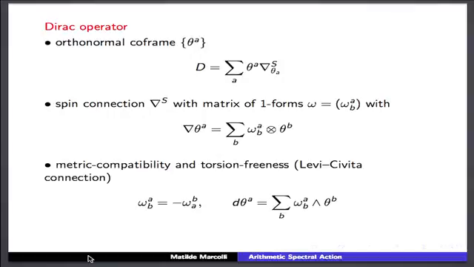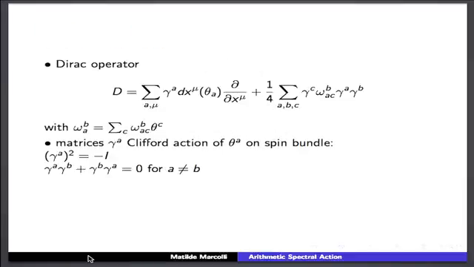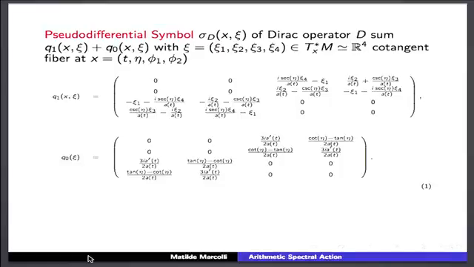So it's a matter of computing the frame and the spin connection in terms of an orthonormal frame, and the properties of the connection that comes from the Levi-Civita connection. So you can write explicitly the Dirac operator in terms of these. This is known for the Robertson-Walker metric, and in particular, you can write explicitly the pseudo-differential symbol for this Dirac operator on the Robertson-Walker metric.